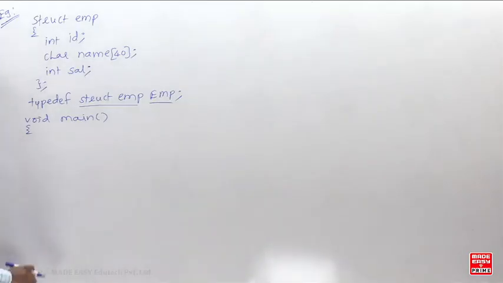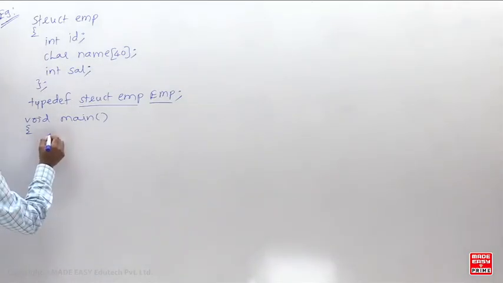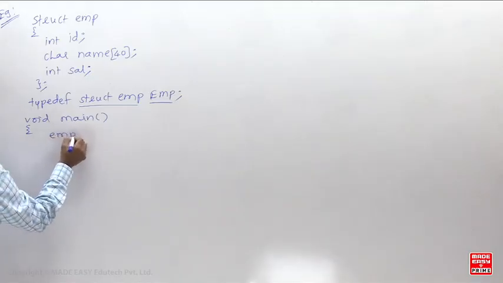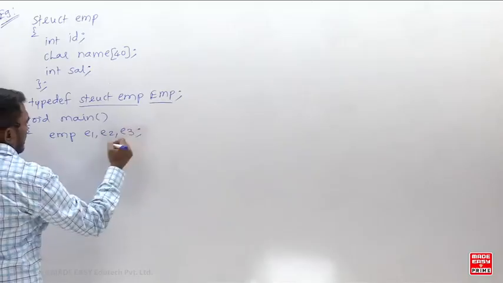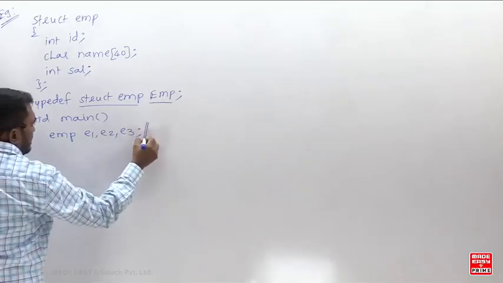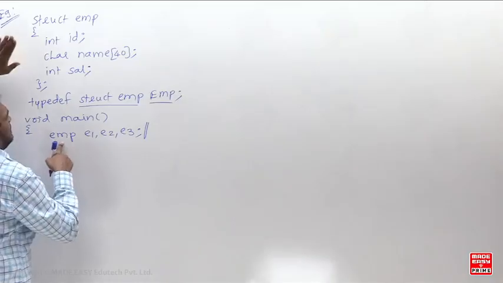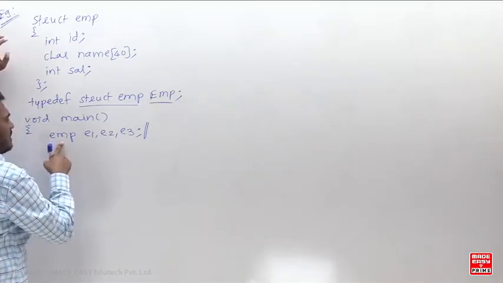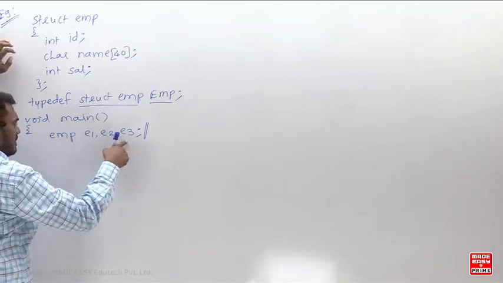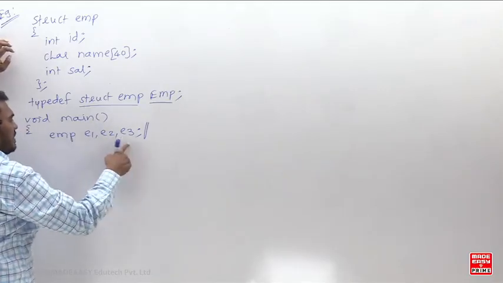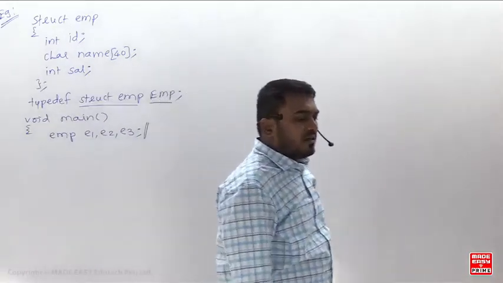So void main. Understand here. We are creating small emp E1, E2, E3. Now tell me, I want to create structure variables of this EMP structure. So I want to create the structure variables: EMP, small emp, E1, E2, E3. Now tell me, if I write this, is this allowed or not allowed? Just note down one by one, properly, allowed or not allowed.